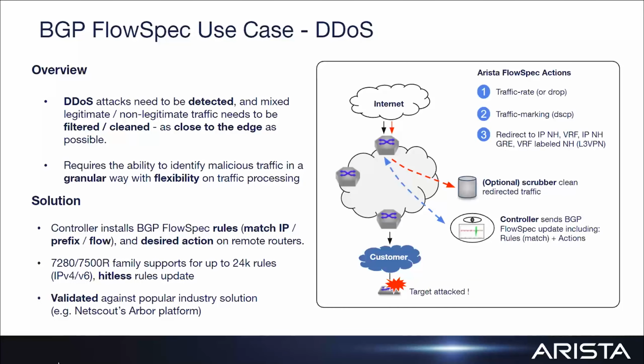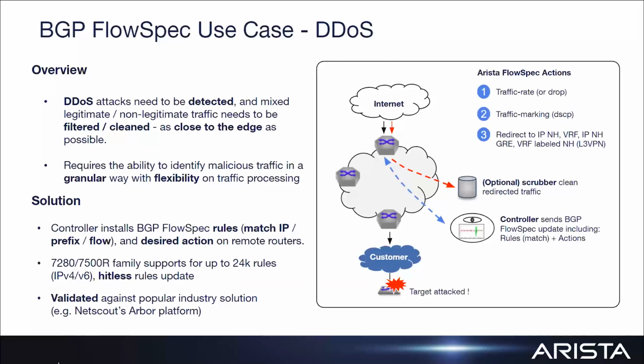Those rules can be to match a certain type of traffic flow. So we might be matching on, say, destination IP or prefixes or given flows, so tuples of information. And those flows can then be programmed into the EOS device with some sort of desired action. So that action could be, for example, just simply to drop the traffic, or it could be to rate limit, it could be to mark for quality of service, or it could be to redirect.